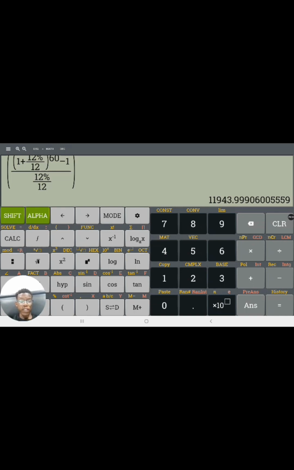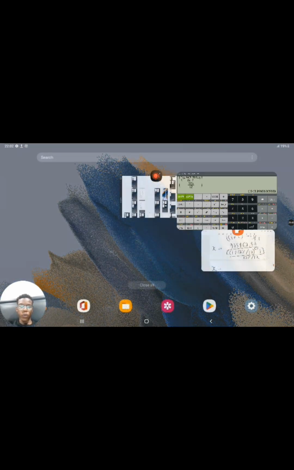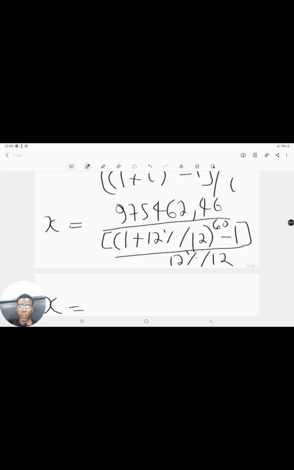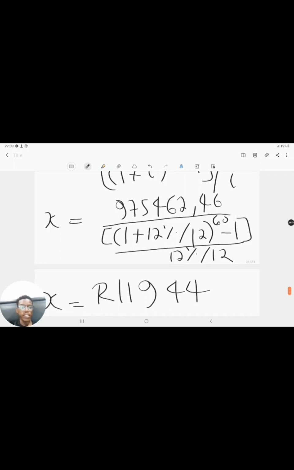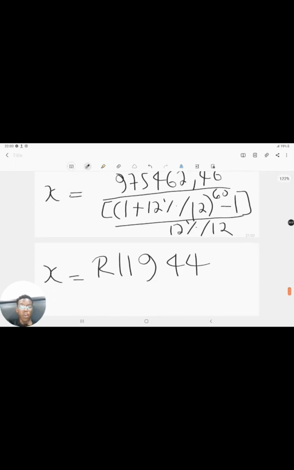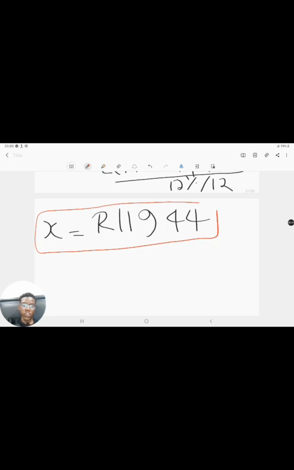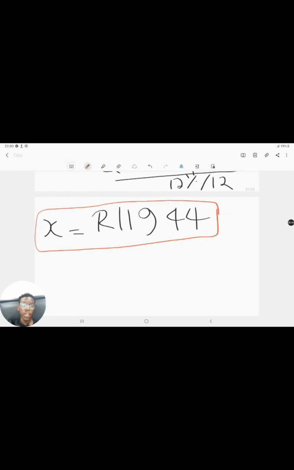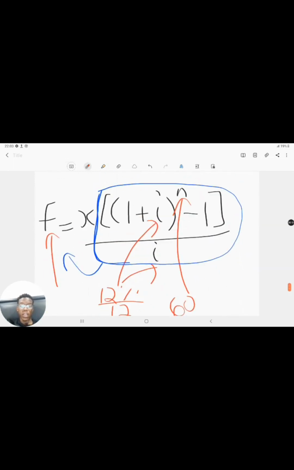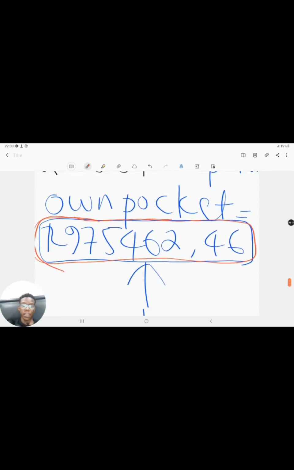11,944 rands. That's your answer. This is how much the farmer is going to be putting into his account at a monthly compounded interest rate of 12% in order for him to be able to accumulate this money, right?